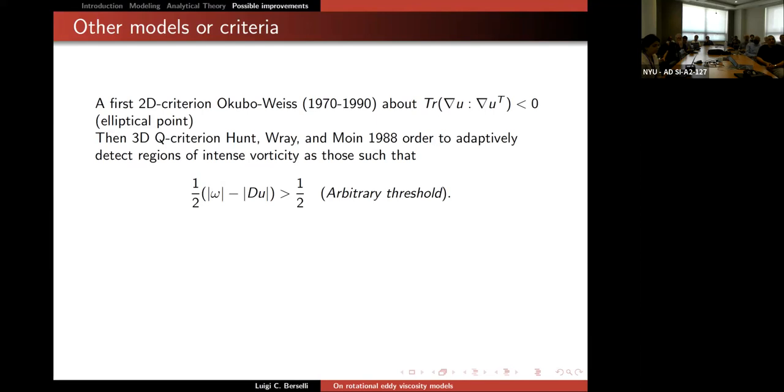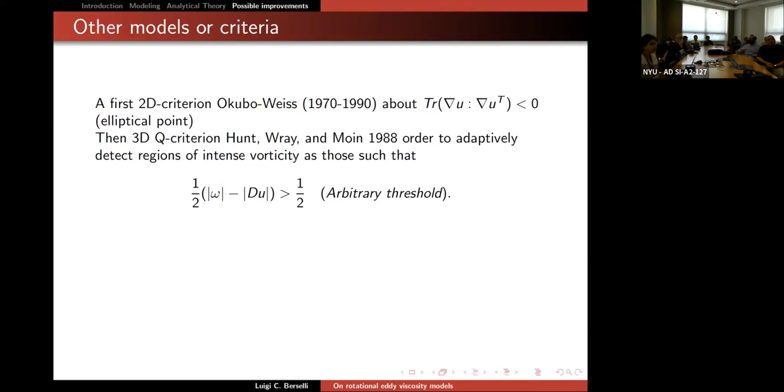And Hunt and others introduced what is called the Q criterion. The Q criterion is such that you have the difference between the rotation and the deformation. When this number is large, then you think that at that point something is happening, because this is taking into account that the fluid is deforming, and this is taking into account that the fluid is rotating.